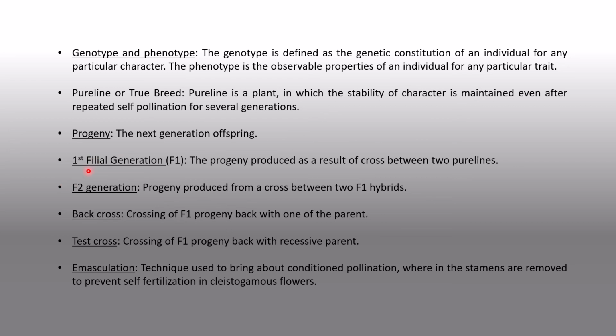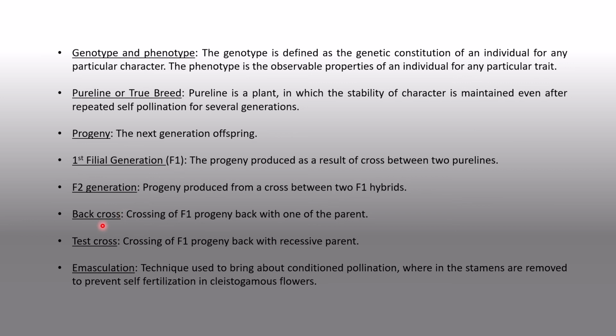And we'll come across the first filial generation or F1 generation. The progeny produced as a result of a cross between two pure line parents or true breeding parents is called the first filial generation. And the F2 generation is the offspring produced from the cross between two F1 hybrids. When the F1 hybrids produced from two pure line parents are self-crossed, the progeny produced is called the F2 generation.